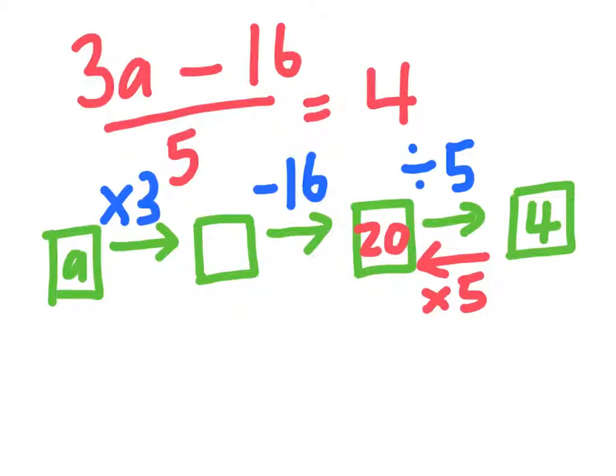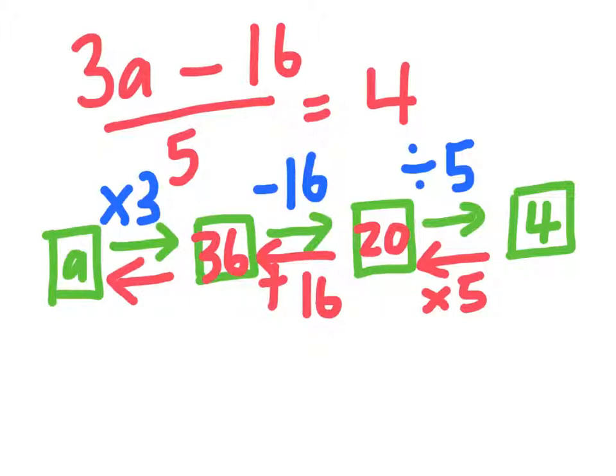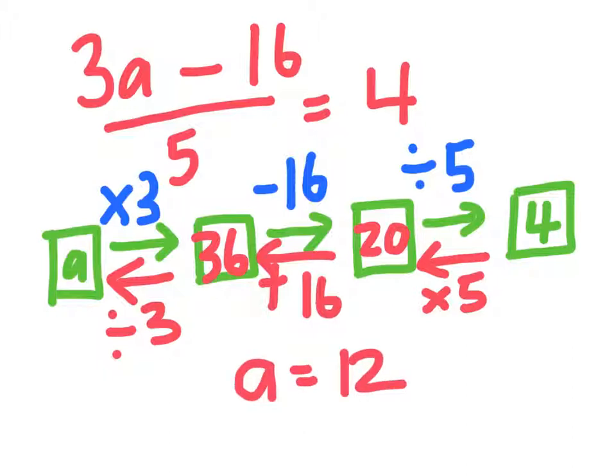The inverse of subtracting 16 is adding 16. So we will add 16, so that's 36. And the inverse of multiplying by 3 is dividing by 3. So we will divide by 3. So 36 divided by 3 is 12. So a equals 12. And again, we can check that.